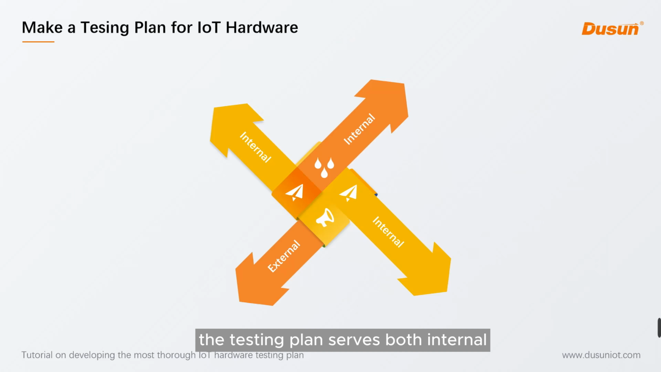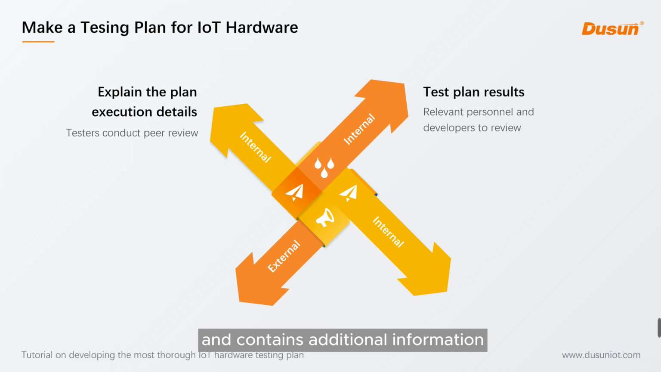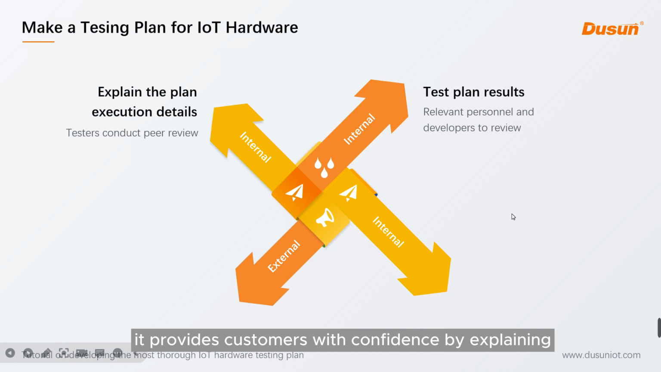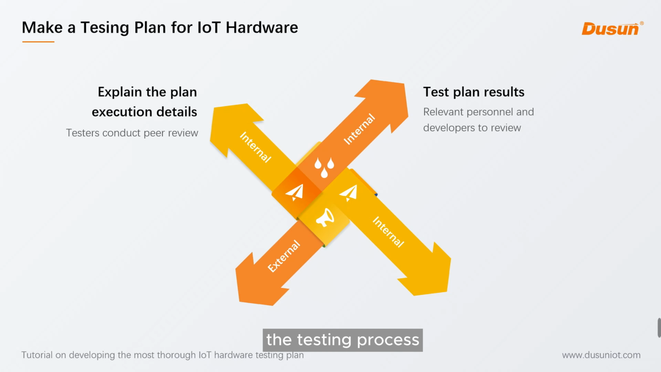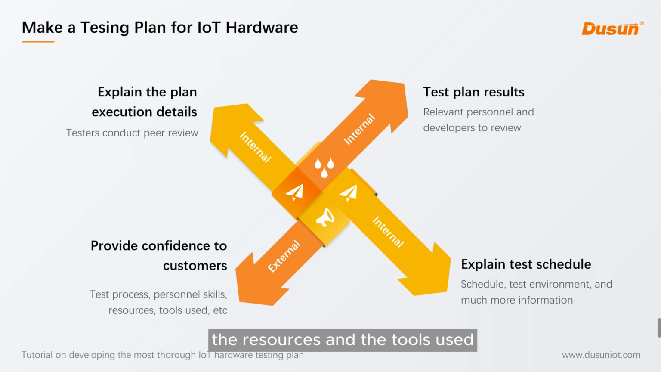The testing plan serves both internal and external purposes. Internally, it serves as the result of the testing plan for review by relevant personnel and developers, stores the details of plan execution for peer review by testing personnel, and contains additional information such as the schedule and testing environment. Externally, it provides customers with confidence by explaining the testing process, the skills of the personnel, the resources, and the tools used.